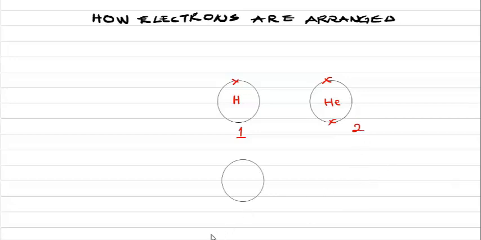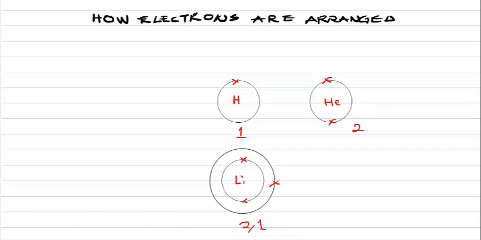The third element in the periodic table is lithium. So it means lithium has 3 electrons. So let's arrange the electrons in the shells of lithium. Because lithium has 3 electrons, the first 2 electrons will go to the first shell. 1, 2. Remember that we said shell number 1 can take only 2 electrons. So the remaining electron will go to the next shell. So the short form will be 2, 1.